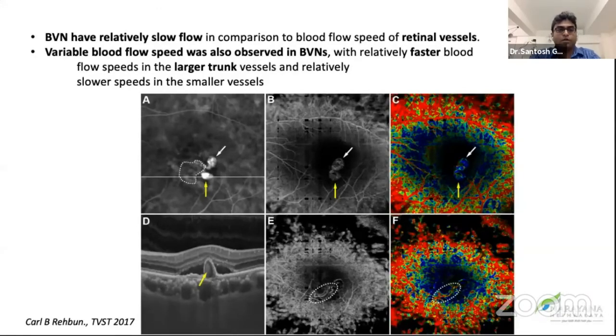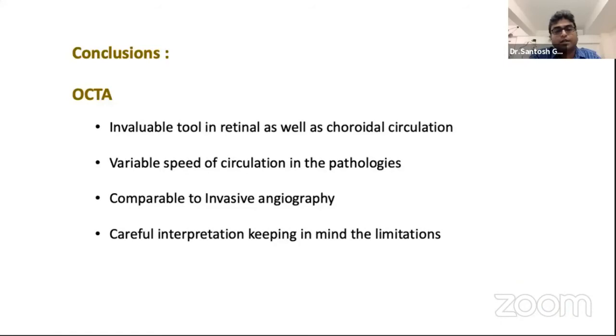So to conclude, OCTA is an invaluable tool in retinal as well as choroidal circulation. A variable speed of circulation in different pathologies has to be kept in mind, and it is obviously comparable to invasive angiography. Interpretation should be extremely careful, keeping in mind the limitations, and only then diagnose these.